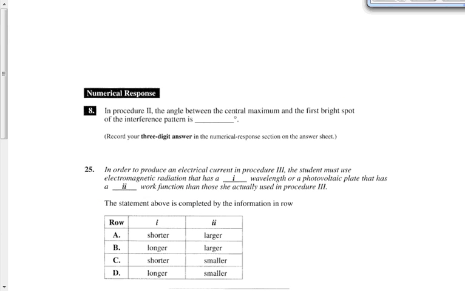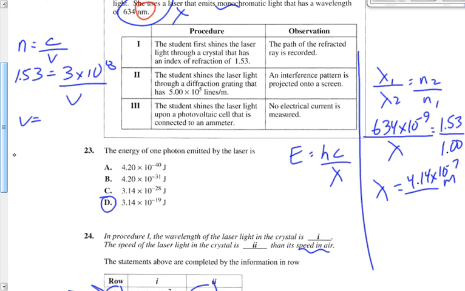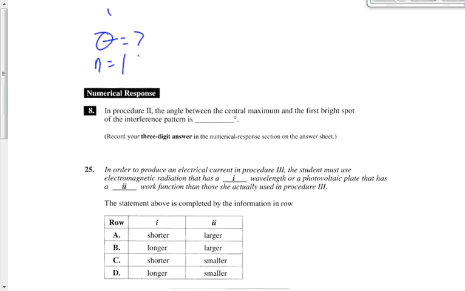Question 8, in procedure 2, the angle between the central max and the first bright spot. We're going to say n is equal to 1 there, right? We're looking for theta. Central max and the first bright spot. Listen, here's 1 over d, right? Not d, but 1 over d. So we find d there, flip it over, 2 times 10 to the minus 6.